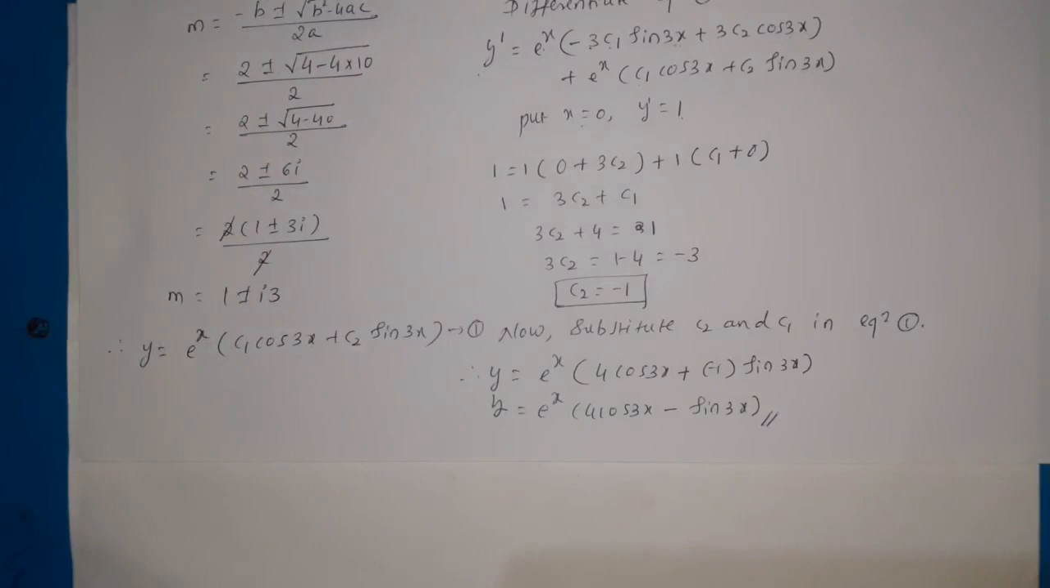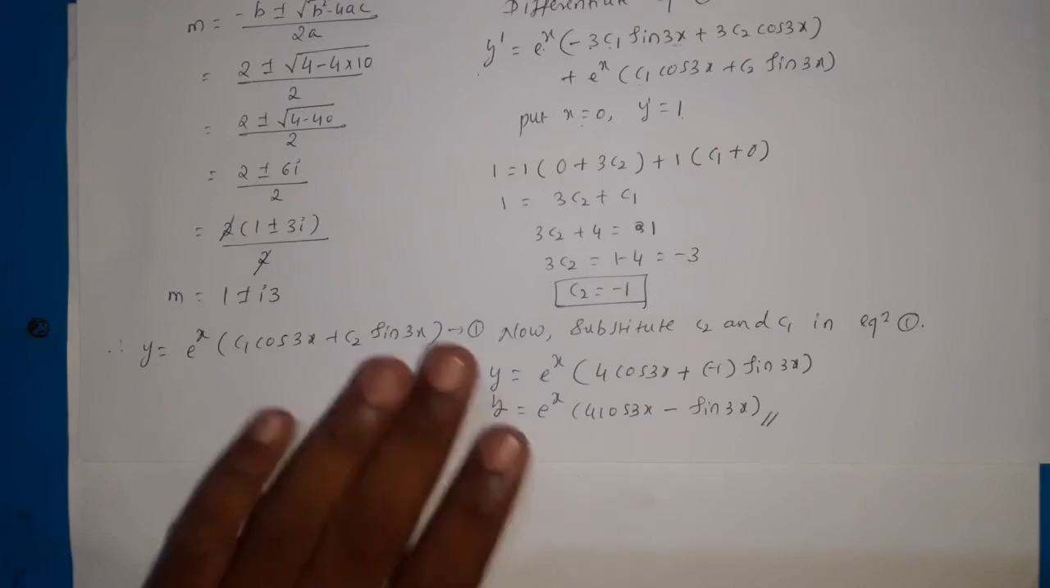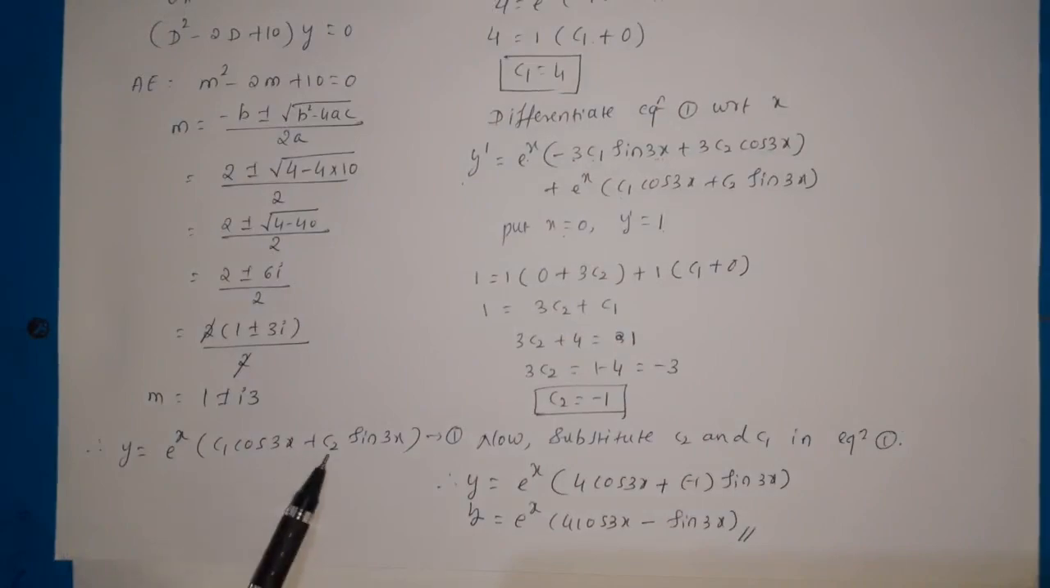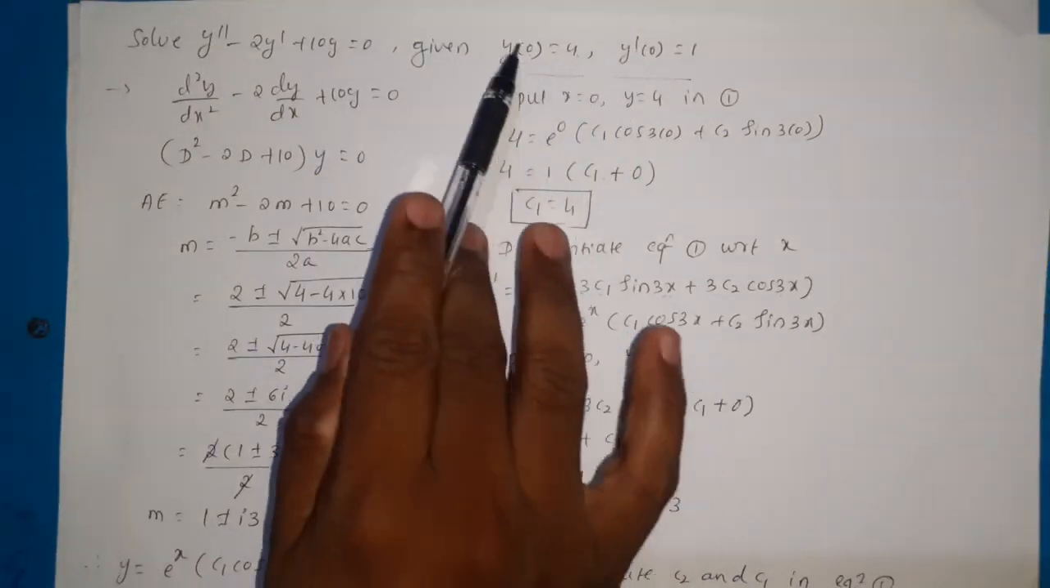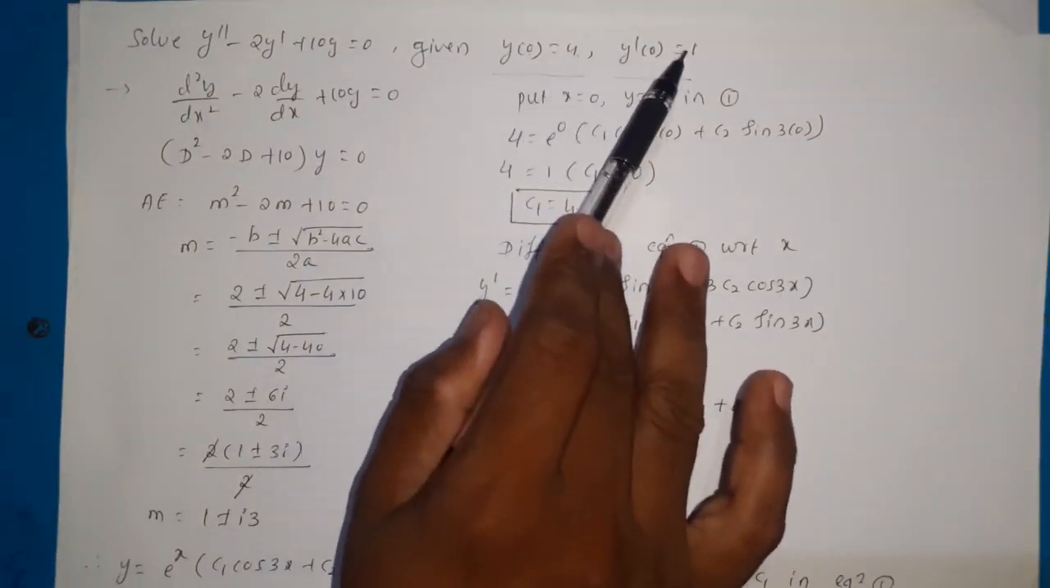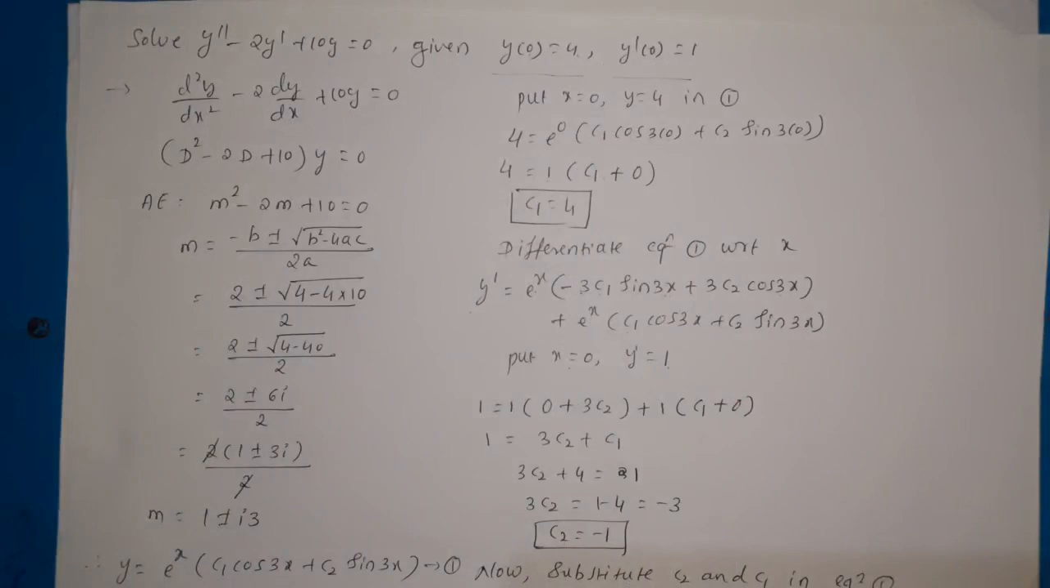Means whenever it is given the conditions, in that case we have to use the particular solution, because by using those two conditions we can find the arbitrary constants. Means the number of conditions equal to what? Number of arbitrary constants, because here we have c1 and c2, two arbitrary constants are there, then they have given two conditions, y of 0 equal to 4 and y dash of 0 equal to 1. So depending on the number of arbitrary constants we can get the conditions.